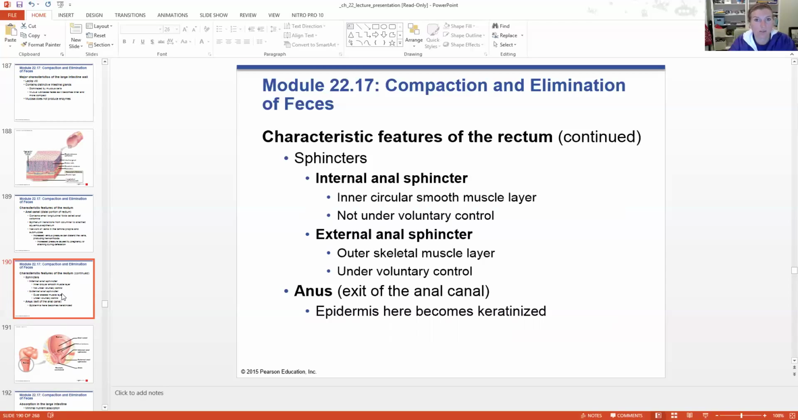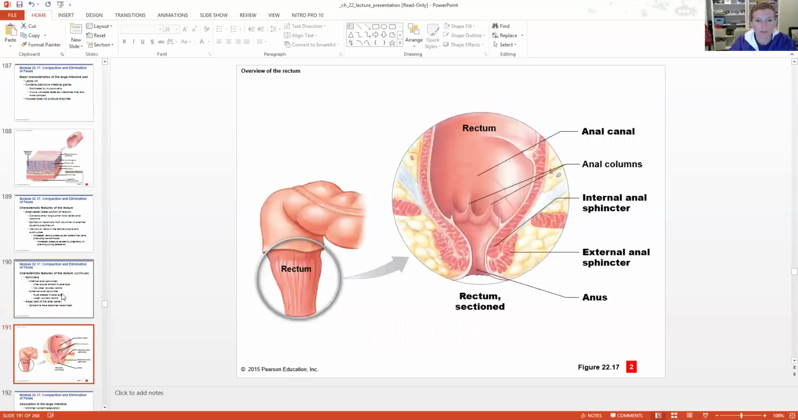The anus is the opening to the external environment. The epidermis here is keratinized, just like the rest of our skin and like our lips, right? It kind of has a darker color to it. It's pigmented because of the keratinization. See, the anal columns will allow for the expansion, just increased surface area, internal sphincter and external sphincter.